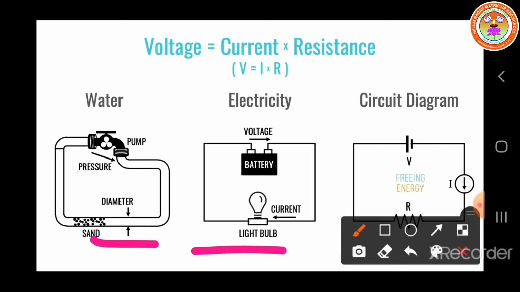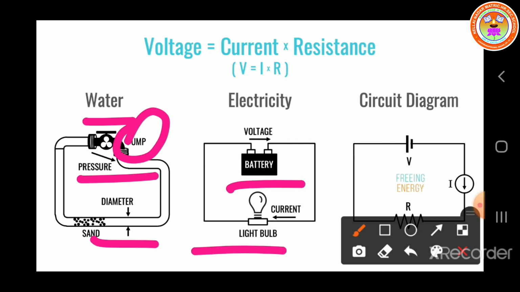The pipe is like the wire in the electric circuit and the pump is like the battery, which I explained already. The pressure generated by the pump drives water through the pipe. The pressure is like the voltage generated by the battery, which drives electrons through the electric circuit.